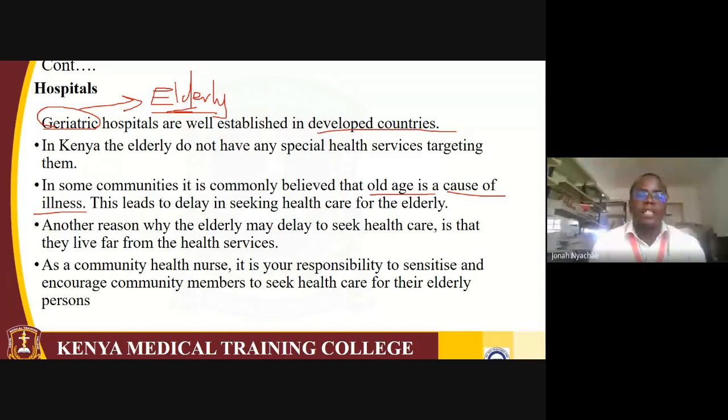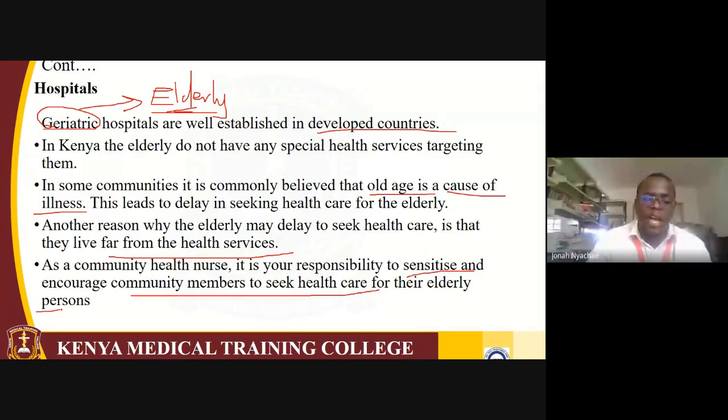So in real sense, these people just want to eliminate them so that they can be able to get their land. And in most circumstances, you just find it is close family members. Another reason why elderly may delay to seek healthcare is that they live far from health services. So as a community health nurse, it is your responsibility to sensitize and encourage community members to seek healthcare for their elders.